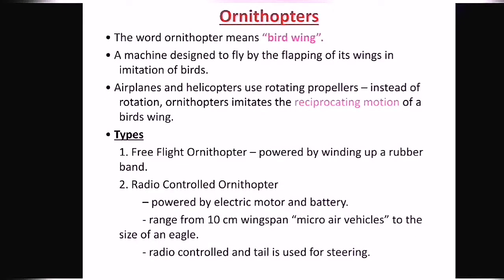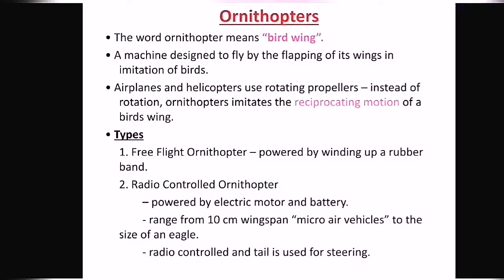First one is ornithopter. Ornithopter means bird's wing. We all know that birds use their flapping wings. Similarly, this ornithopter also uses flapping wings, that means reciprocating motion, to fly in the air.